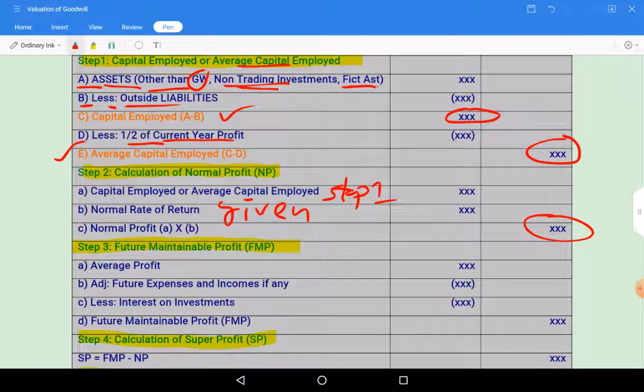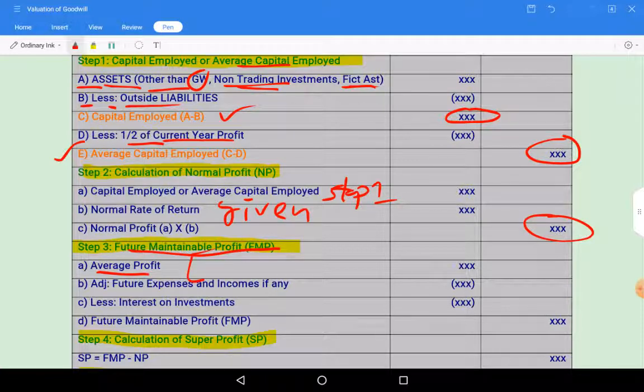This is step 2. Step 3 is nothing but future maintainable profit. How to calculate future maintainable profit? We need to take the average profit of the past few years. Those details will be given. First year profit is this much, second year profit is this much.